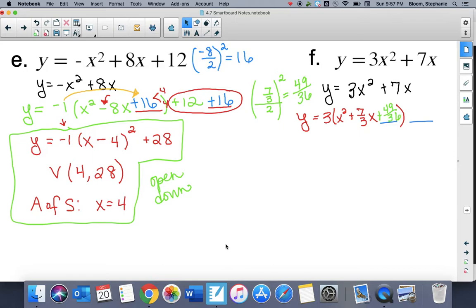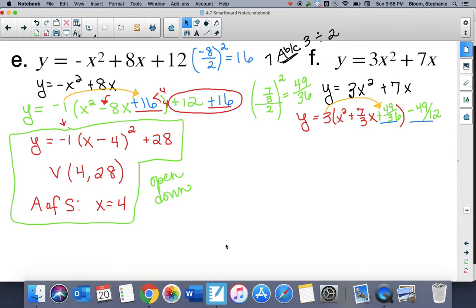So I'm going to be adding 49/36, and then remember, I took out that 3 there. So when you multiply 3 times 49/36, you get 49/12. And so we need to subtract 49/12. If you aren't good with fractions, use your calculator. Remember that this button on your calculator will put it into a fraction. So you would do 7, this button, and then 3, and then divided by 2. Equals, and then square it.